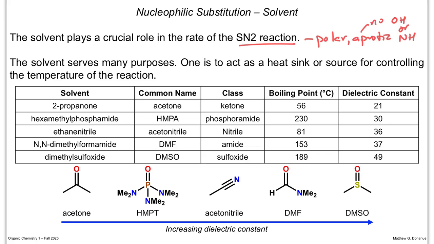The two key things about this, number one, they're all polar, so we have a carbonyl group that's polar. Here we have a phosphorus-oxygen double bond, that's polar. Nitrogen-phosphorus sigma bonds, those are polar. Nitrile, the triple bond's polar, so that's the polar part. And then you'll notice none of these have OH or NH functional groups, so they're aprotic.